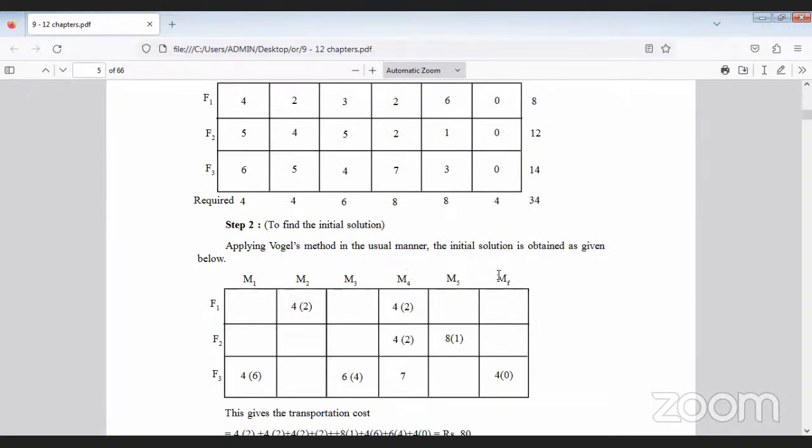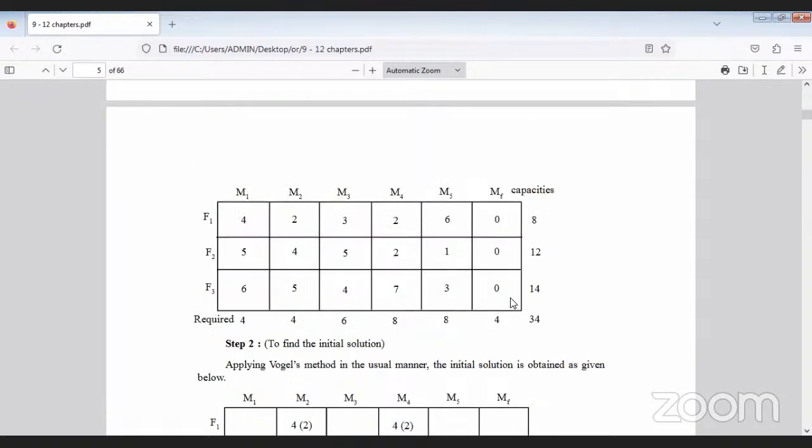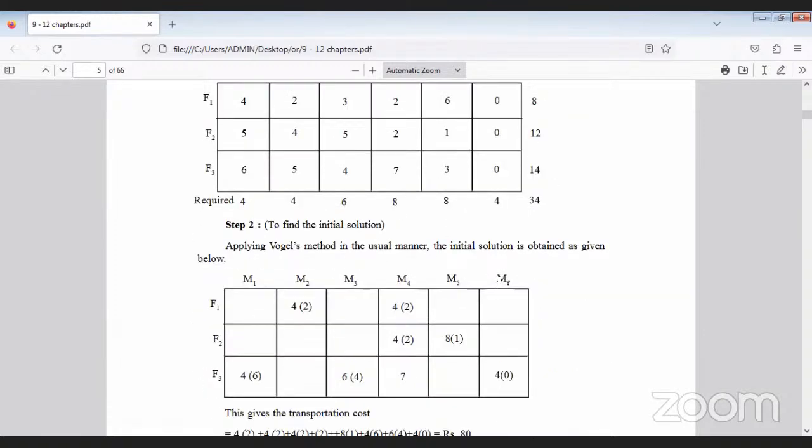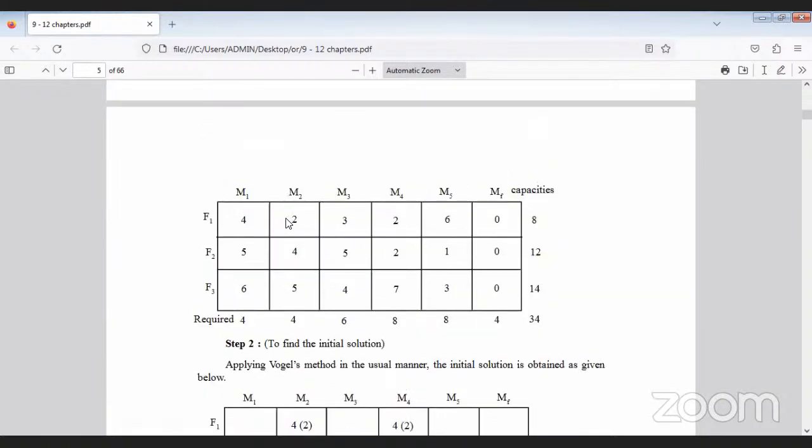Vogel's method in the usual manner, to find the initial solution. So M1. Write 4 into 2.